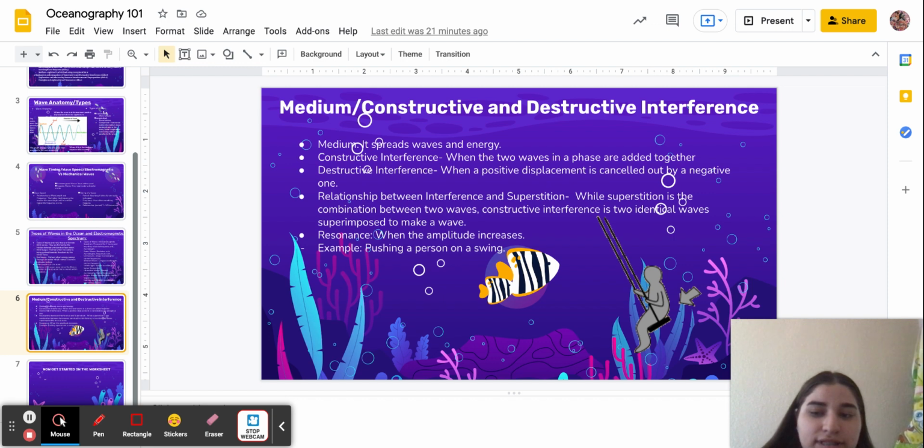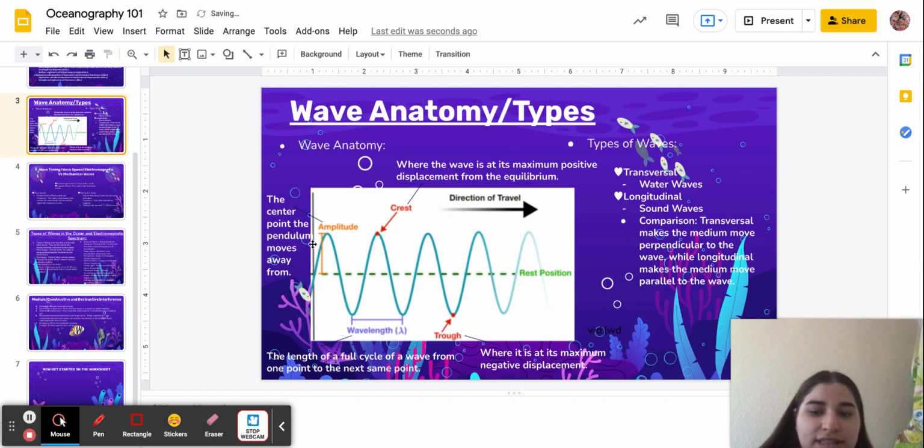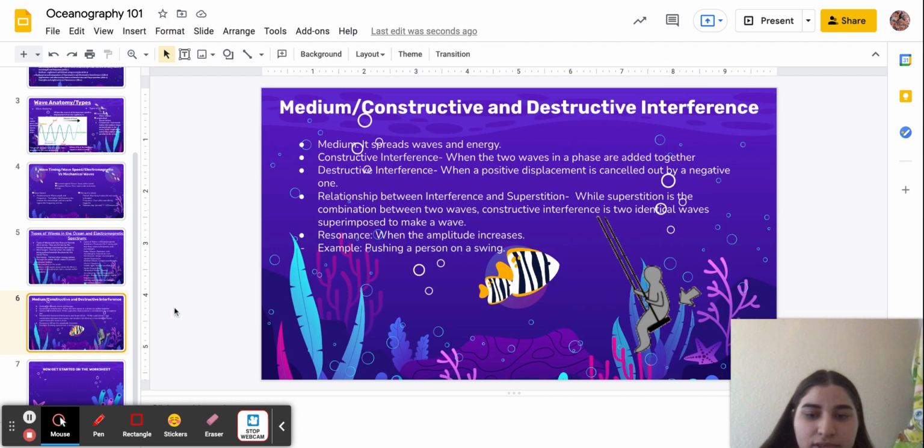Resonance is when the amplitude increases. So if we go back over here, you could see this is the amplitude. So when the amplitude goes, like when this is a little higher, like if the crest was right here, then the amplitude would also increase, from there to there. And an example is like a person pushing another person on a swing because you're controlling it. So if you push it further one time and then the other time you push it even more further, the amplitude is gonna increase because you're also increasing the wavelength and the frequency in the period.